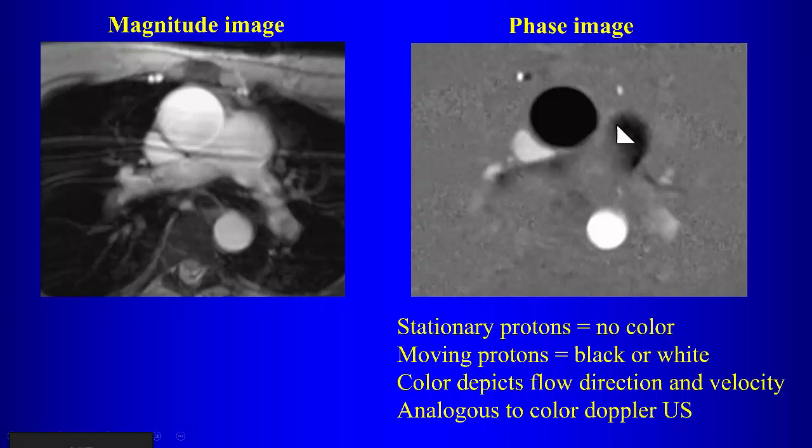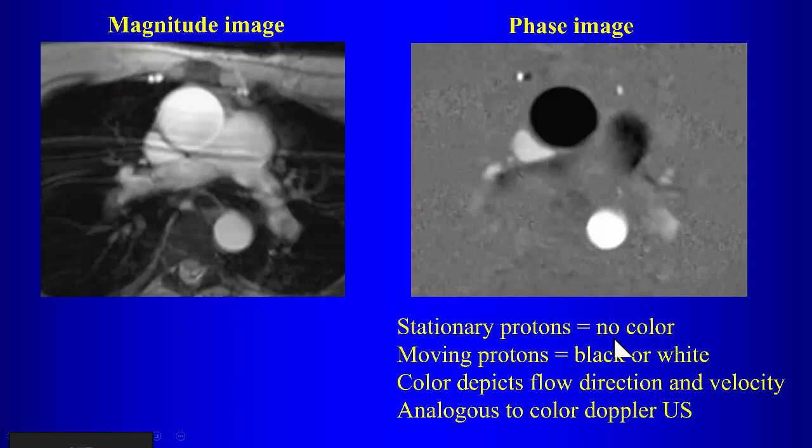So it turns out that you can quantitatively measure to come up with an average velocity of the ascending aorta or the descending aorta. And if you know the area of the vessel, the average velocity times the area of the vessel gives you the volume of blood flow within any period of time. So the volume of blood flow going through a vessel can be measured using phase contrast imaging.